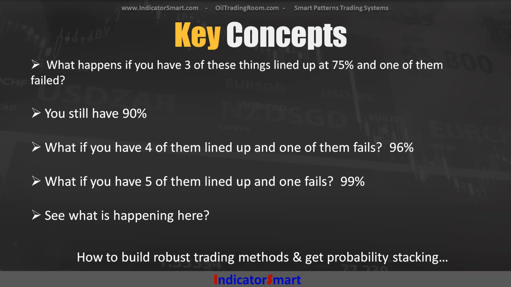So what if you have 4 of them lined up and one of them fails? You still have 96%. What if you have 5 of them lined up and one of them fails? You still have 99%. So you see what's happening here? By having each of these individual components all lining up at the same time, if I got 5 of them, it doesn't even matter really if 2 of them had completely failed. I still have a really high probability for the follow through.